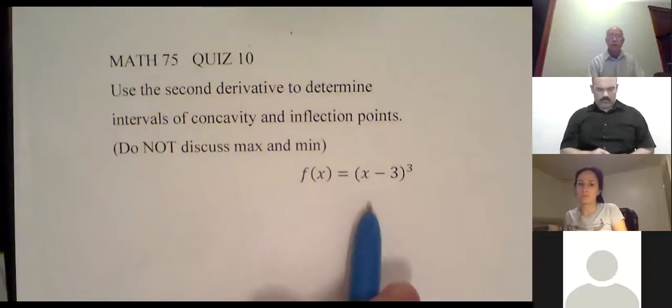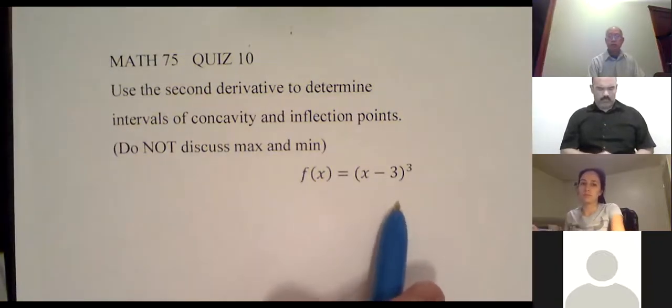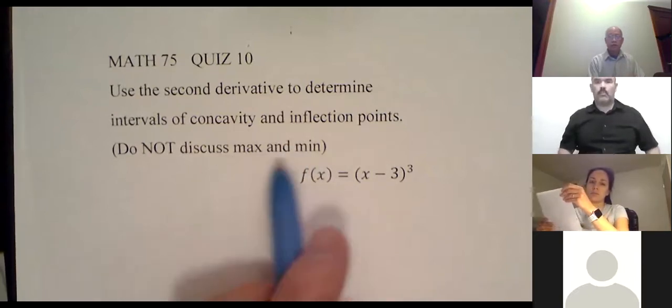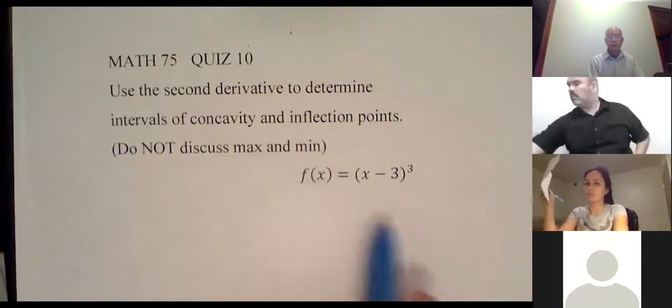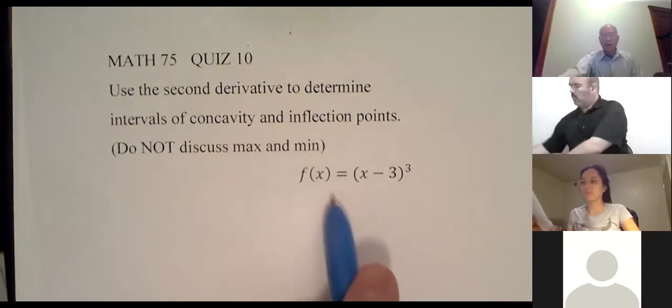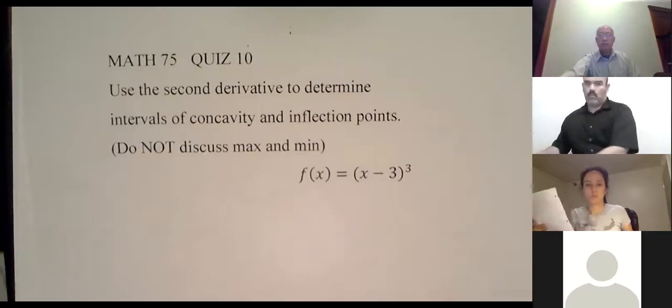So f of x equals x minus 3 cubed. Go straight to the second derivative. Don't do any first derivative, max and min, and all that stuff. I'm going to assume everybody has it now. I mean, you can even write it now. f of x equals x minus 3 cubed.